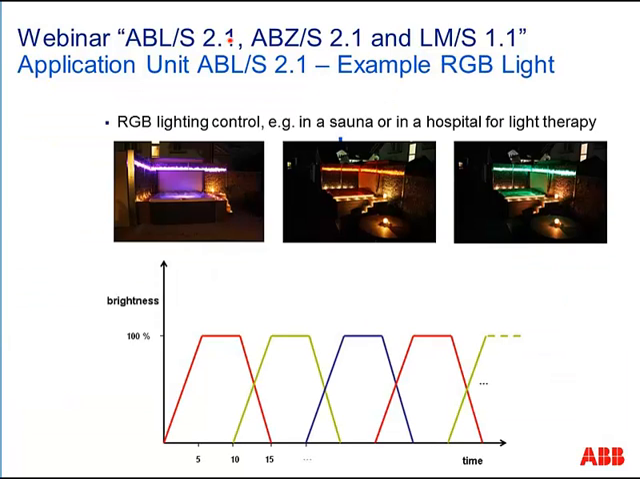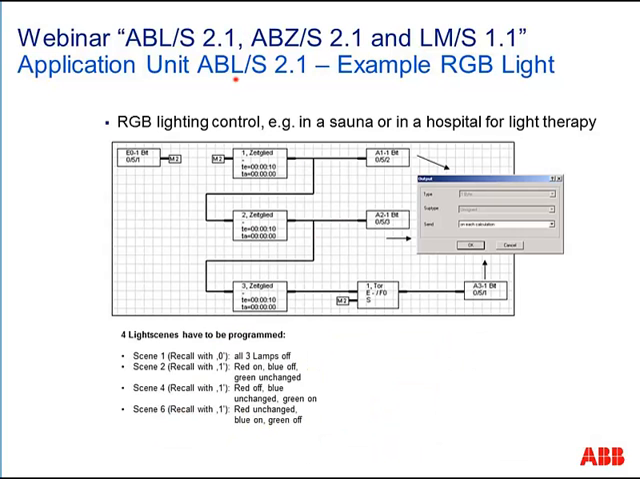Or for example, here light scenarios, like in a sauna or in a spa or in a hospital for light therapy, for example. We have red, blue, green, purple, yellow, different colors, for example. How can we use it? We create scenes or scenarios. One scene is, for example, our color red, one is the blue, one is the green, one is the yellow. We can use an endless number of scenes.